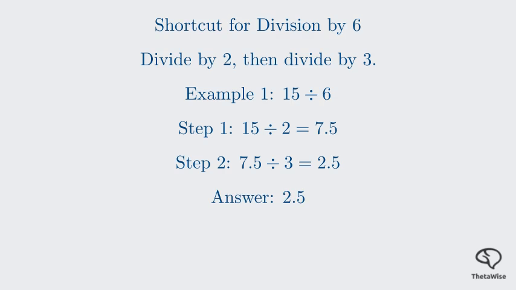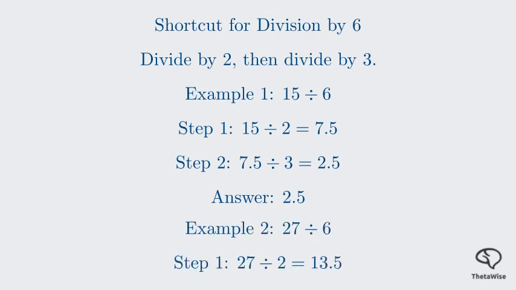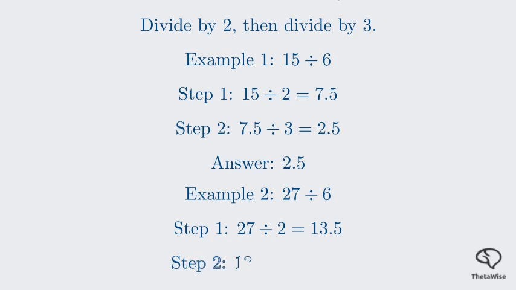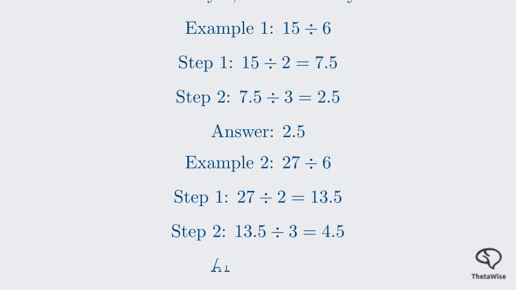Let's try another one. What is 27 divided by 6? First, divide 27 by 2, which is 13.5. Then, divide 13.5 by 3, which is 4.5. So 27 divided by 6 is 4.5. Notice how we're just breaking the division into two easier steps. This is the power of understanding the factors of a number.